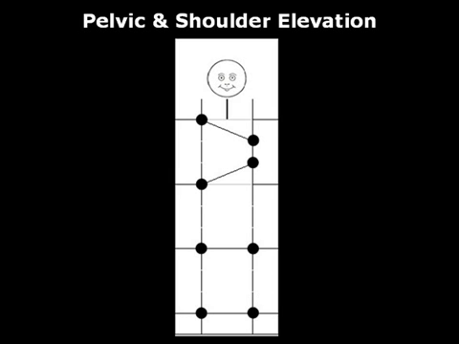Now here we've got a couple of examples of what can happen when posture starts to become compromised. So elevation is a very common deviation, and here we've got elevation of the right shoulder or depression of the left shoulder, and an elevated left hip, or the left side of the pelvis is elevated.